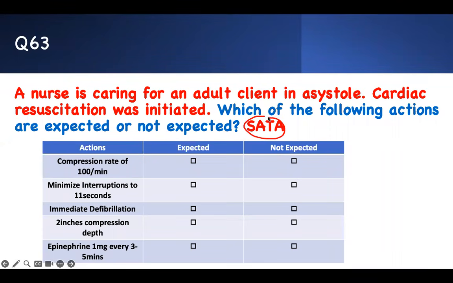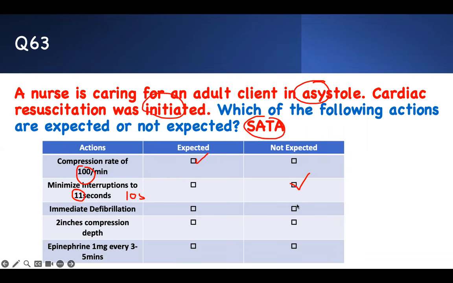Next question. Select all that apply. Which of the following actions are expected or not expected? A nurse is caring for an adult client in asystole. Cardiac resuscitation was initiated. So you are in asystole and you start cardiac resuscitation, right? Compression rate of 100 to 120 is good, expected. Minimize interruption to 11 seconds. I want you to do it in 10 seconds. 11 seconds is too much, so this is not indicated.